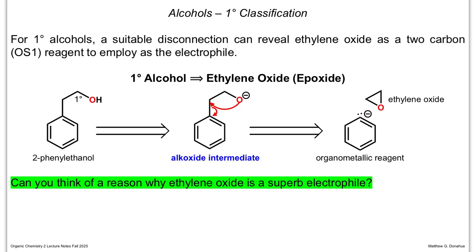So our target now is 2-phenylethanol. And this is the bond that we want to consider making. So the dashed line means when we think backwards, we're going to break that. And the reagent that we end up with as the electrophile is called ethylene oxide. So that's an ether.